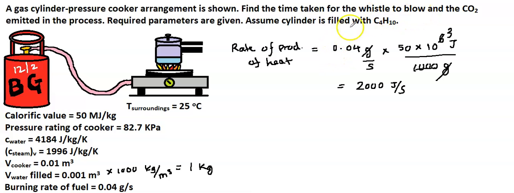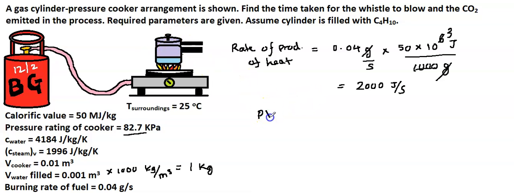So let's actually see, when is the whistle going to blow? It will blow when the pressure rating of the cooker is reached, correct? So when we have that value over here, okay, let me just make an assumption and see how it works out. Obviously, initially everything's at 25, but let's say the whistle blows when steam is produced at 100 degrees Celsius. That is, the water over here becomes steam at 100.